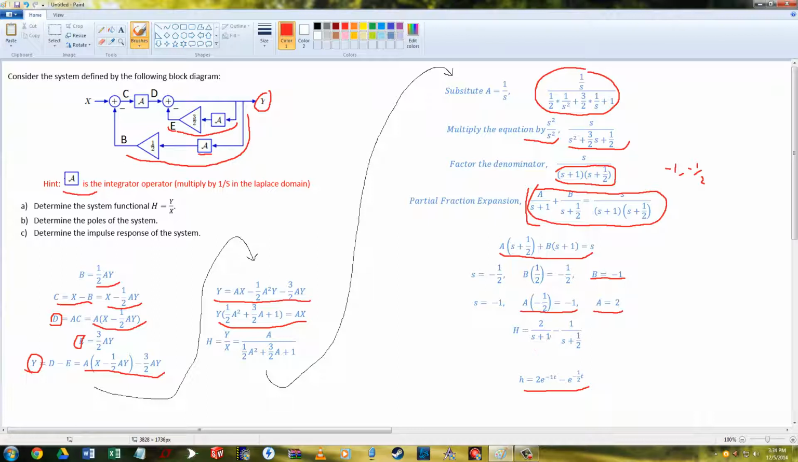This is just that basic form from our Laplace table, where you take e and raise it to the power of the root of your denominator. And obviously that 2 is just a factor that you can factor out or keep in the equation. And that is it. We are done.